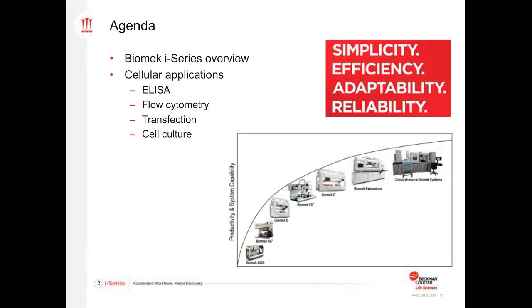So this webinar is part of a series that have been presented, with the earlier talks having described how the Biomek i-Series can provide simplicity, efficiency, adaptability, and reliability. For those who are unable to attend the earlier talks, I'll just give a brief overview of the Biomek i-Series instruments, but mostly we'll focus on how this simplicity, efficiency, adaptability, and reliability can be applied to a variety of cellular workflows, including ELISAs, flow cytometry sample prep, transfection optimization, and basic cell culture.